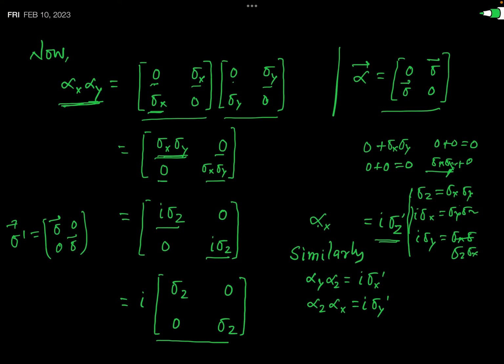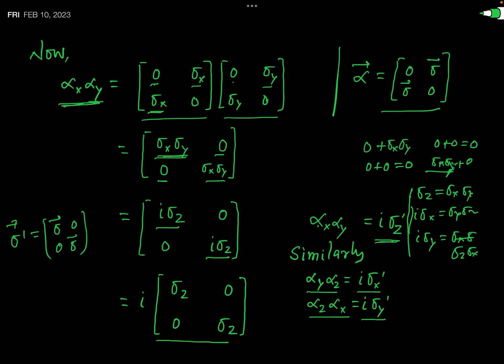So alpha x alpha y, this is equal to what? This is equal to i sigma z dashed. In a similar manner you can write alpha y alpha z equal to i sigma x dashed, and alpha z alpha x equal to i sigma y dashed.